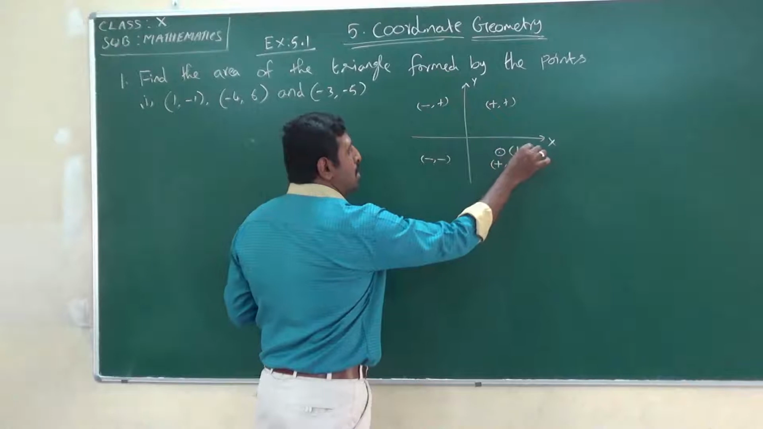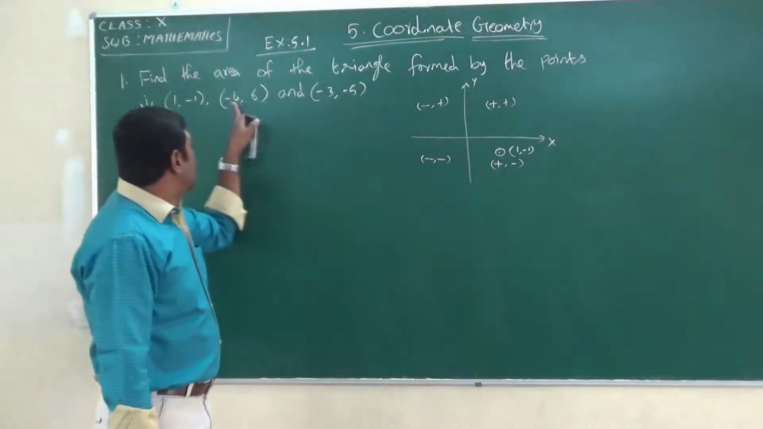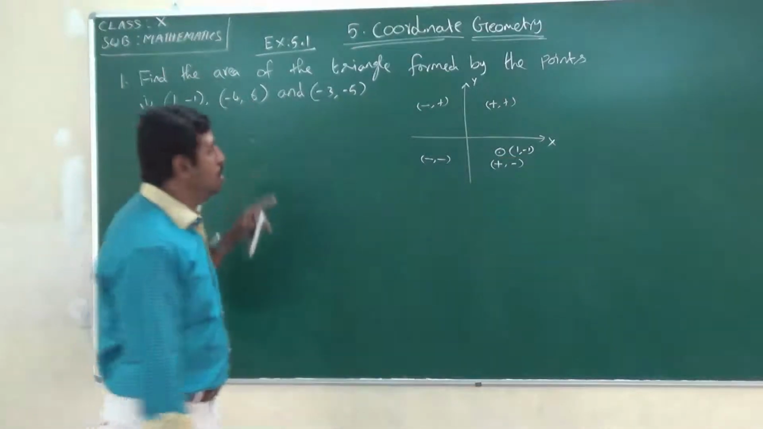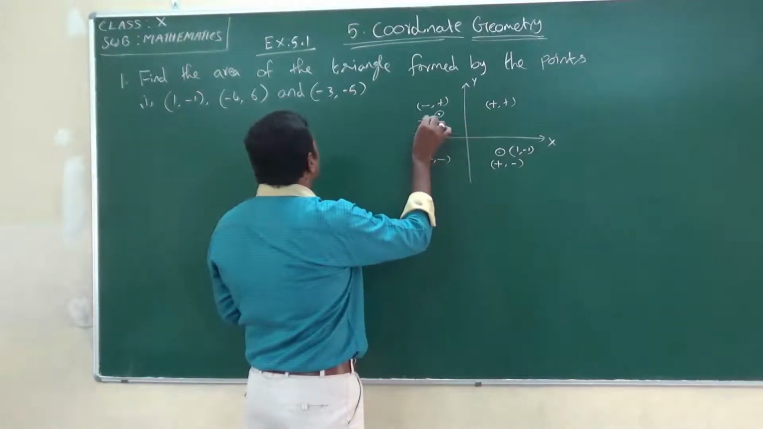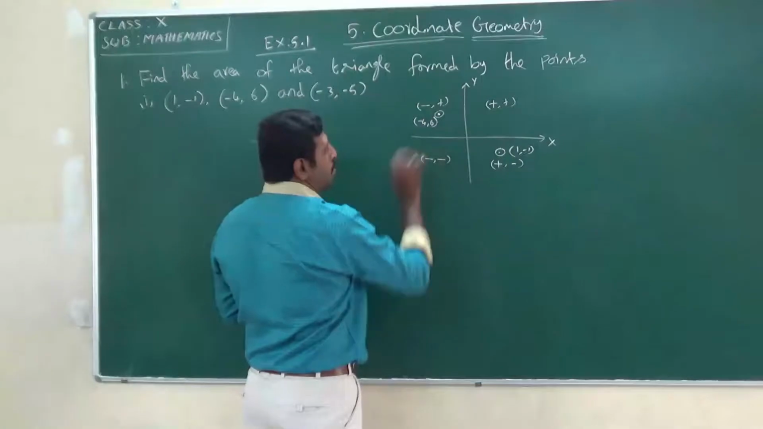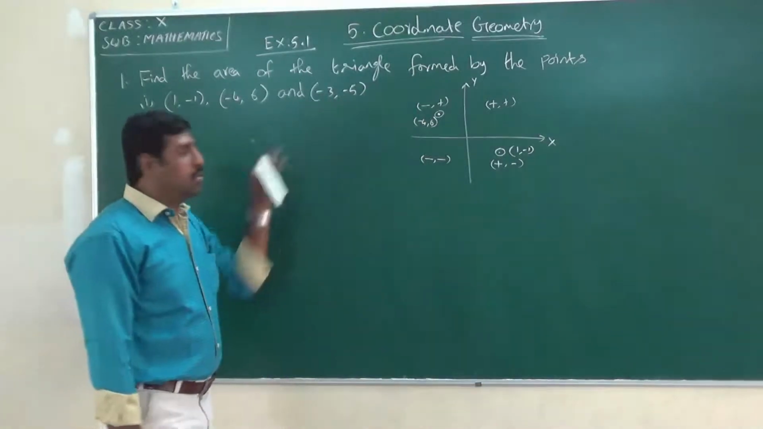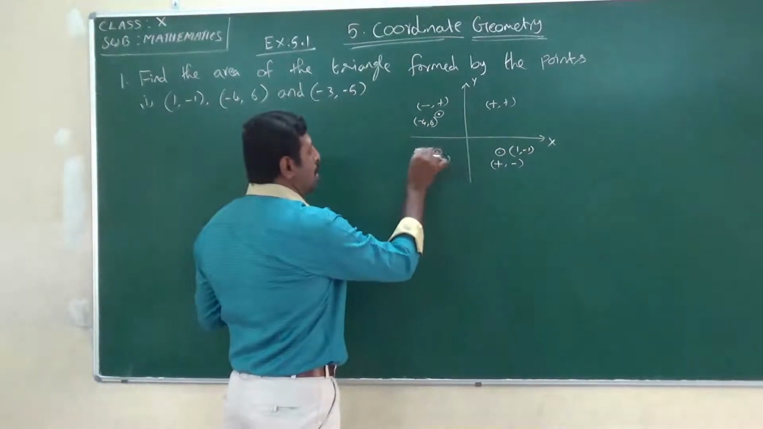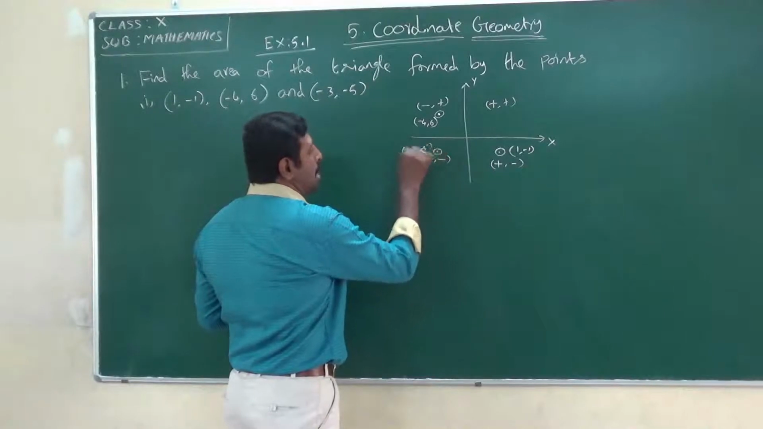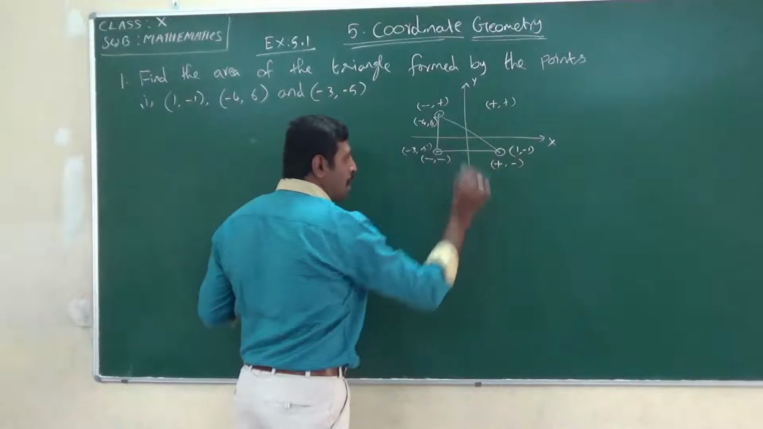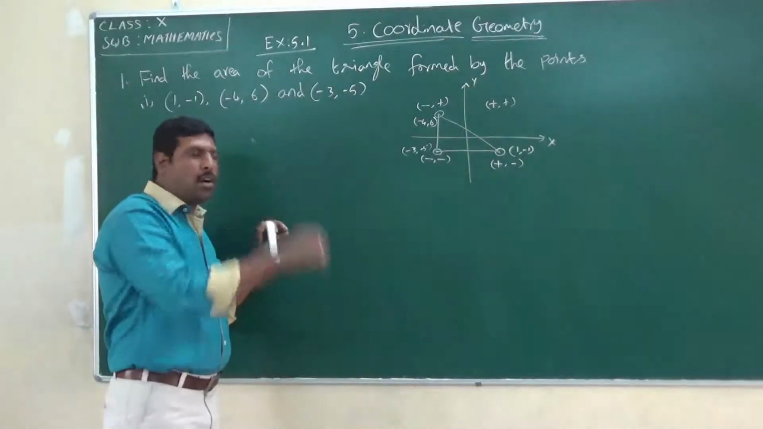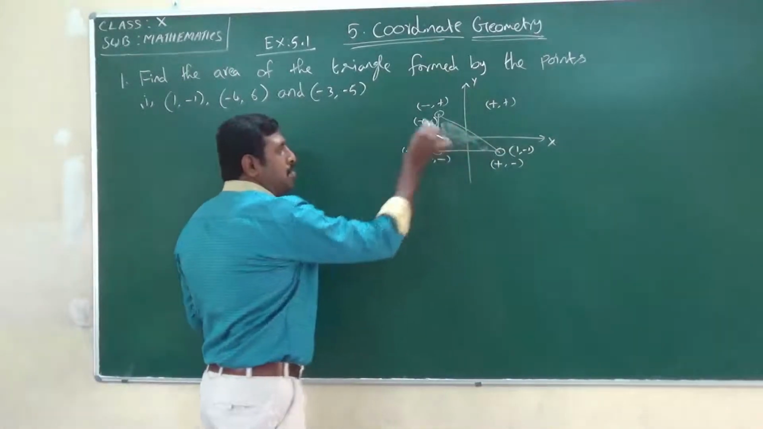This is (1, -1), and then minus, plus. So here we have the second quadrant. We have (-4, 6), and then both negative. We have the third quadrant. This is the point (-3, -5), and we have joined these 3 points. We get a triangle. Now we want to find the area of this triangle.